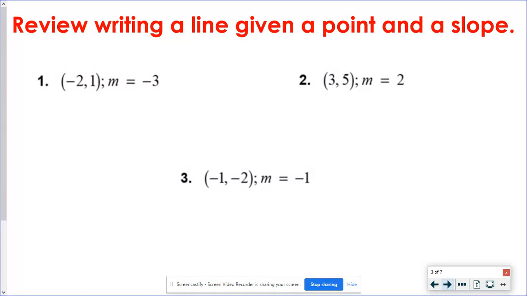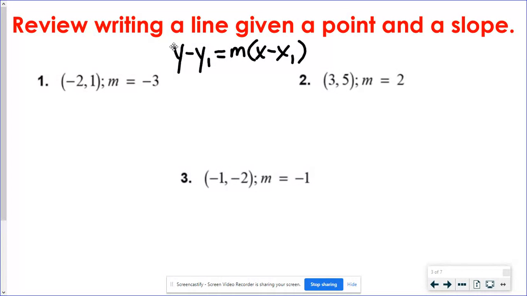So this is like the last lesson. If I give you a point and a slope, and in fact, they're the same problems from the last lesson, so we should be able to do these pretty quickly. One more time, point slope form is y minus y sub 1 equals m times x minus x sub 1. Remember the x sub 1 and the y sub 1, that's from the ordered pair. So that's the x number and the y number in the ordered pair, and then the m is the slope.